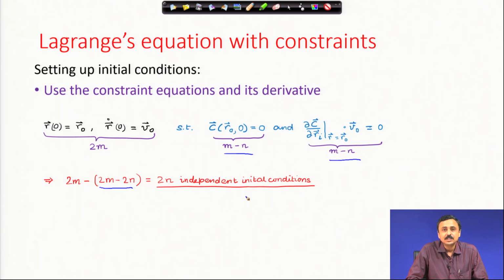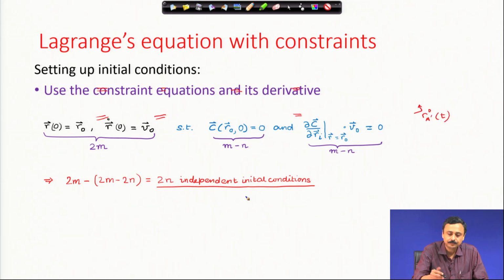So, we have discussed how to eliminate the Lagrange multiplier in the differential equations to obtain all the differential equations. We have a self standing set of equations involving only the physical coordinates, and the initial conditions must be chosen carefully, satisfying these constraints. So, that completes our discussion on Lagrange's equation with constraints.